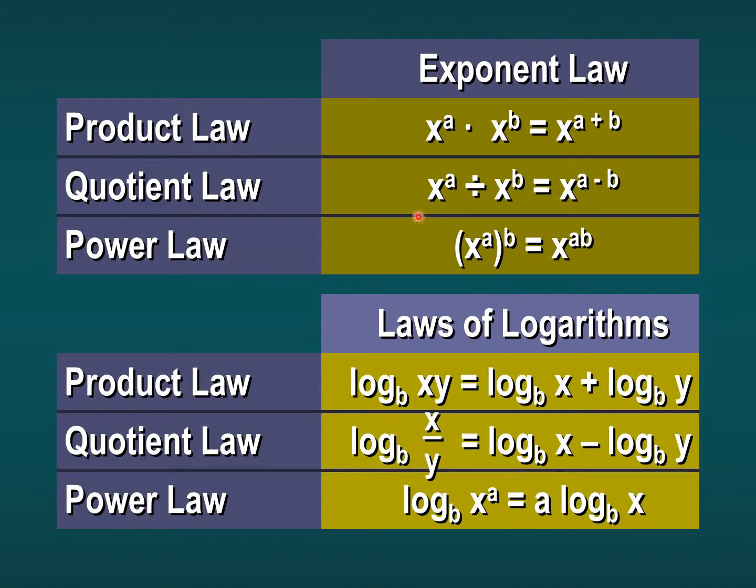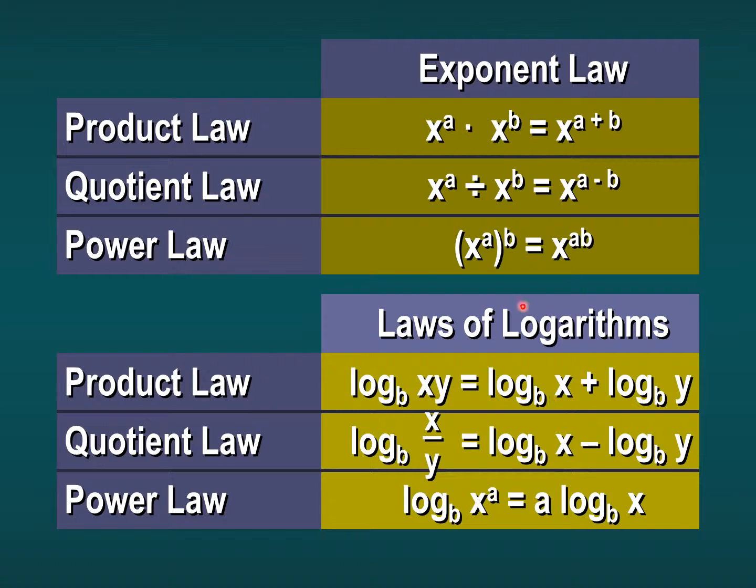And then we have the quotient law. In the quotient law, when you have x to the a power divided by x to the b power, again, your base was the same, so you subtract the exponents. Over here, as long as you have log base b, then you can subtract for quotients. So it becomes log base b of x minus log base b of y.